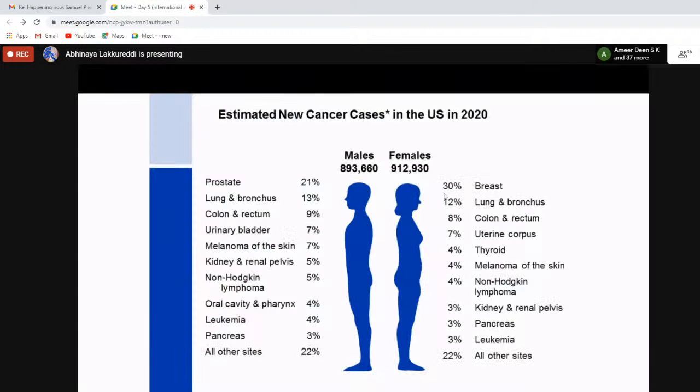If you see this, nearly 900,000 males are affected by cancer, but the females are more affected than men. You can see this here.